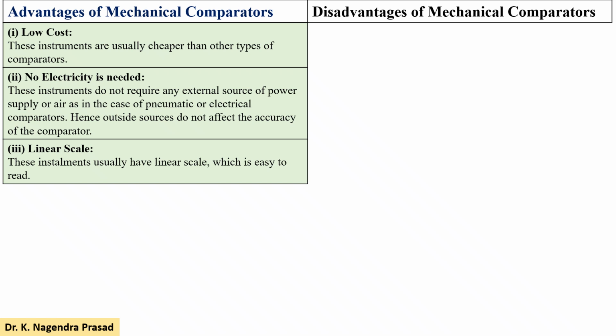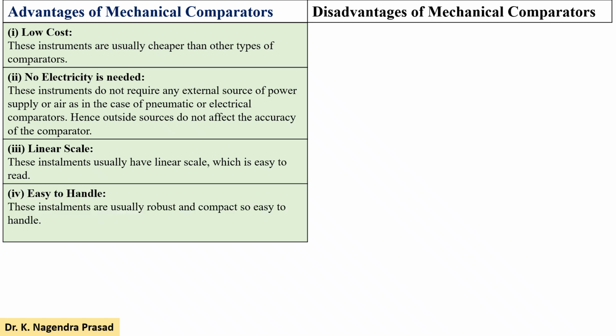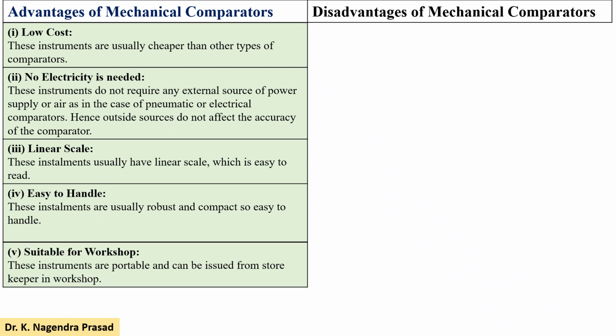And the next advantage is the linear scale. Instruments of mechanical comparators usually have a linear scale, which is easy to read. And the next one is that they are easy to handle. Instruments of mechanical comparators are usually robust and compact, so they are easy to handle. And the last one is that they are suitable for the workshop. These instruments are portable and can be issued from the storekeeper in the workshop.